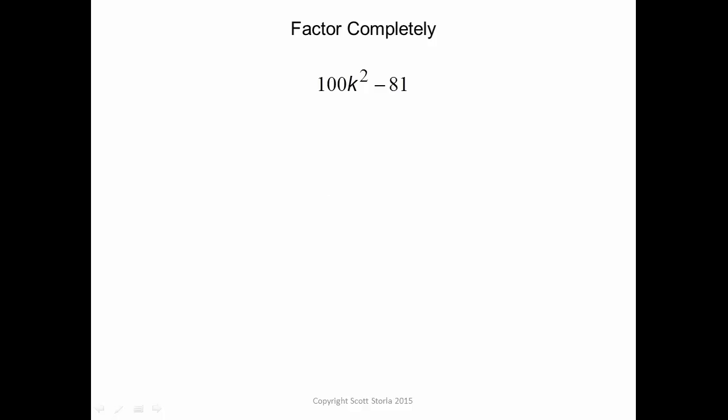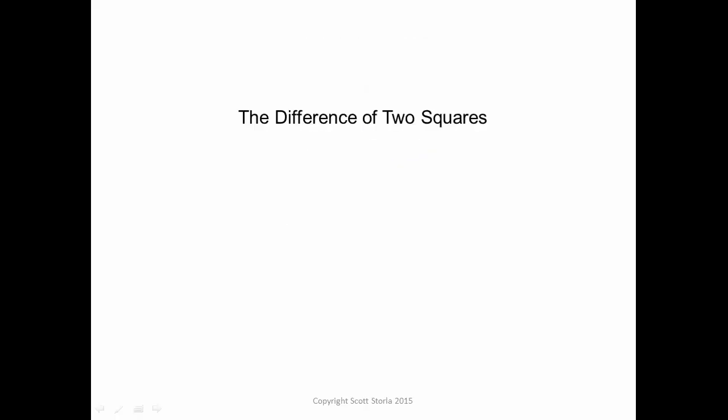Here's our last one. In this case, we have bases of 10k and 9, and that means our two factors will be 10k plus 9 and 10k minus 9. Well, that concludes this video on working with the difference of two squares.